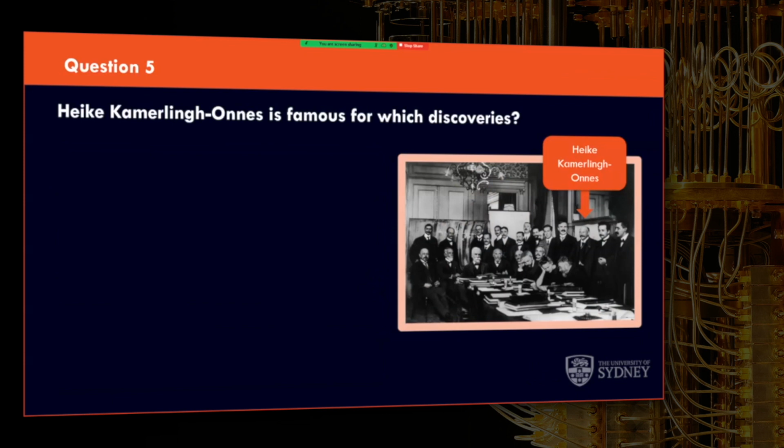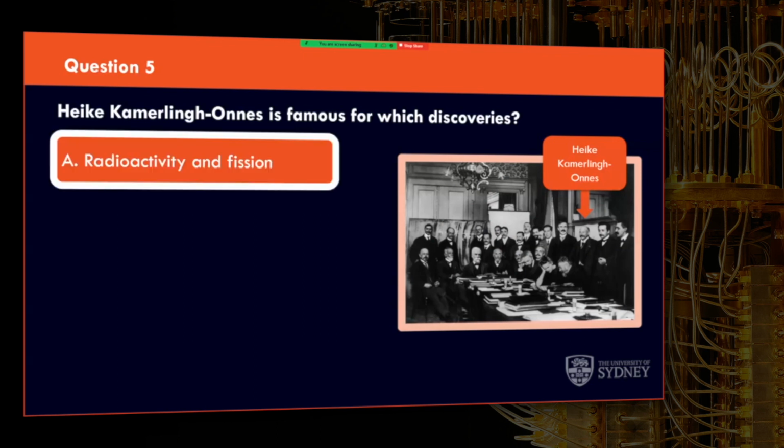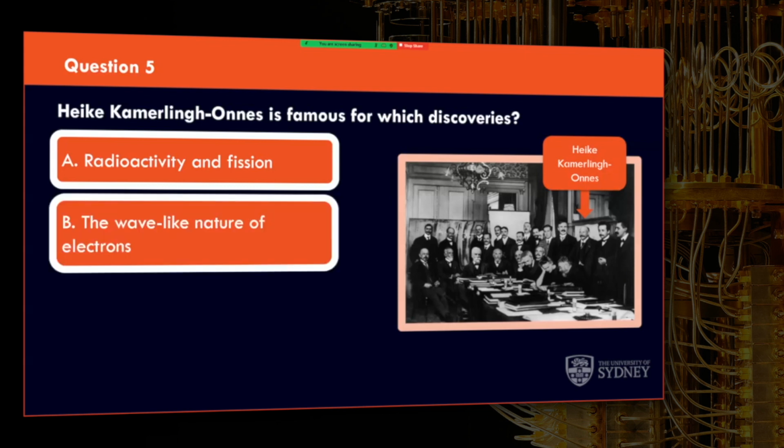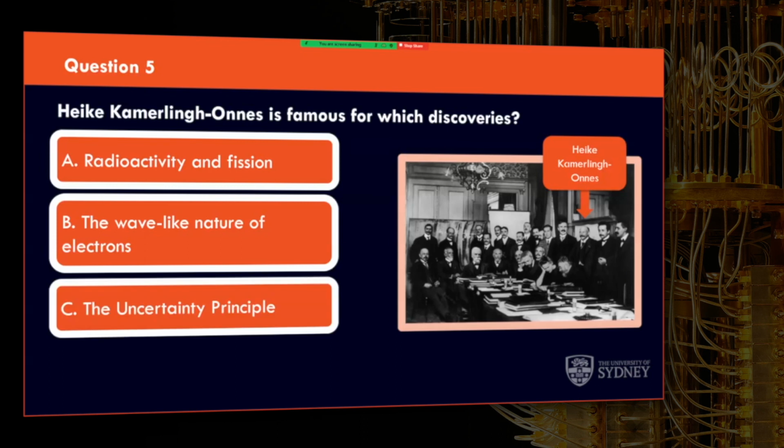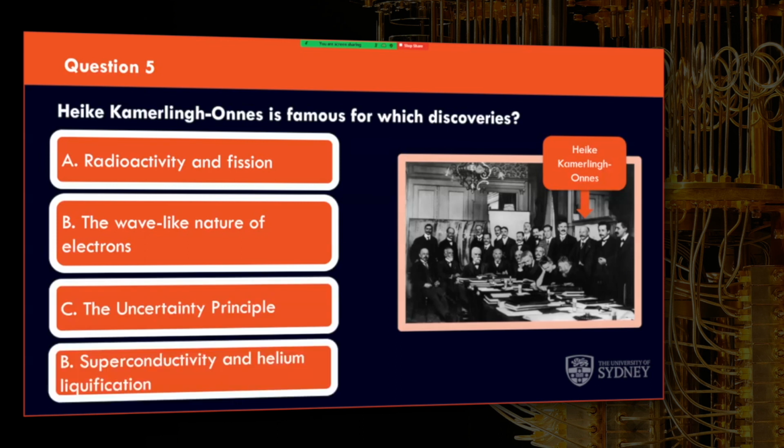Okay, and then final question. This man, Heike Kamerlingh Onnes, is famous for which discoveries? A, radioactivity and fission. B, the wave-like nature of electrons. C, the uncertainty principle. Or D, superconductivity and helium liquefaction.